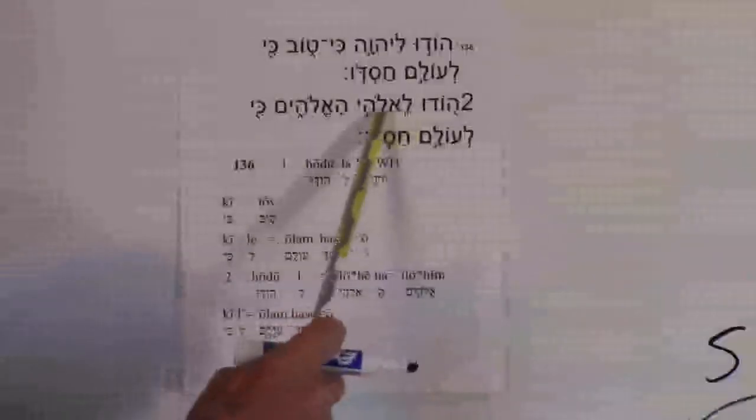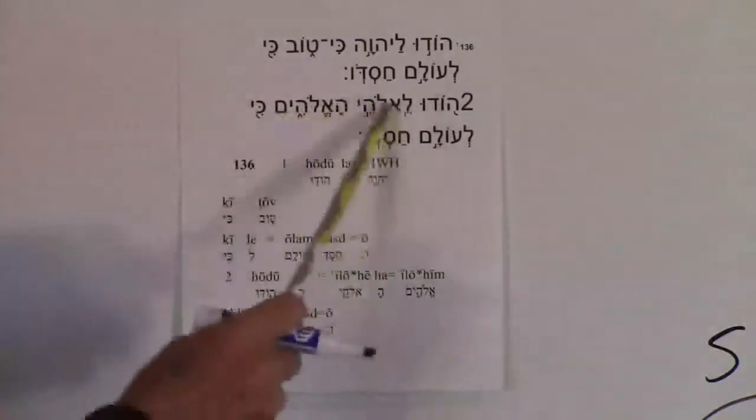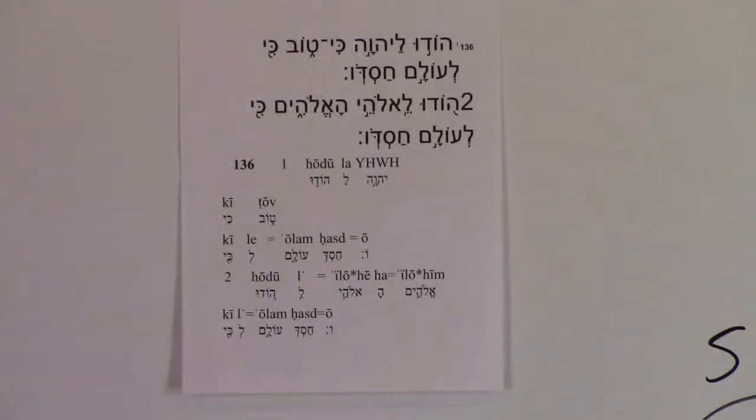Kile olam chasdu. And once you understand what Elohe is and Elohim, which is God of gods, singular and plural, God of gods, you're going to run into it over and over and over again.